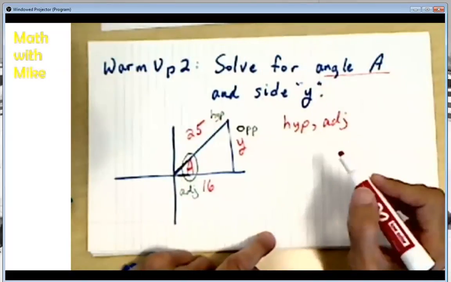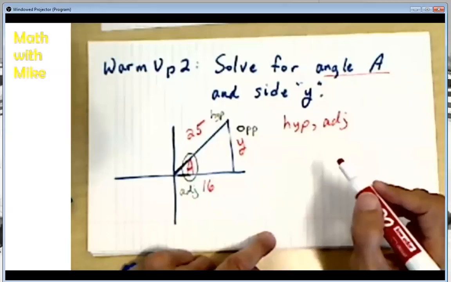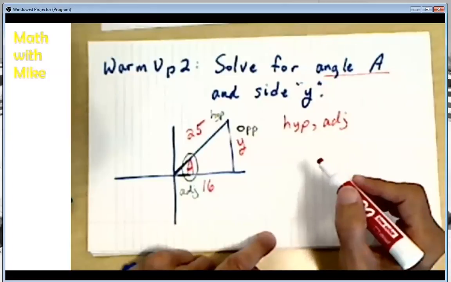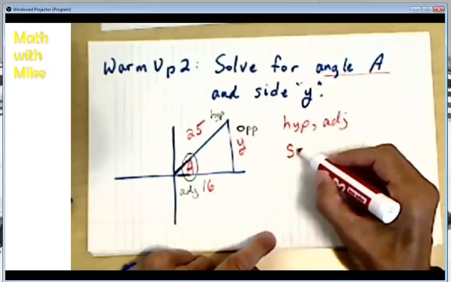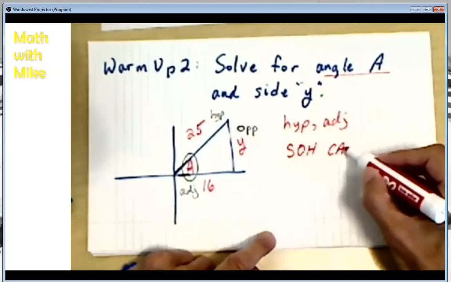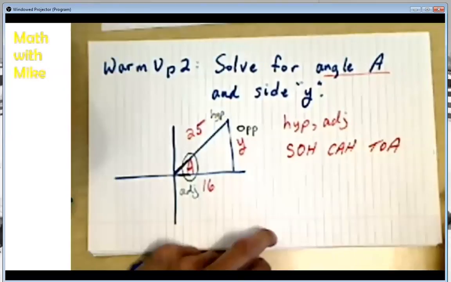I think the one, sine. How do we remember? I don't remember, but I just remember the example you gave us. Okay, we got this special magic word. SOHCAHTOA can help.